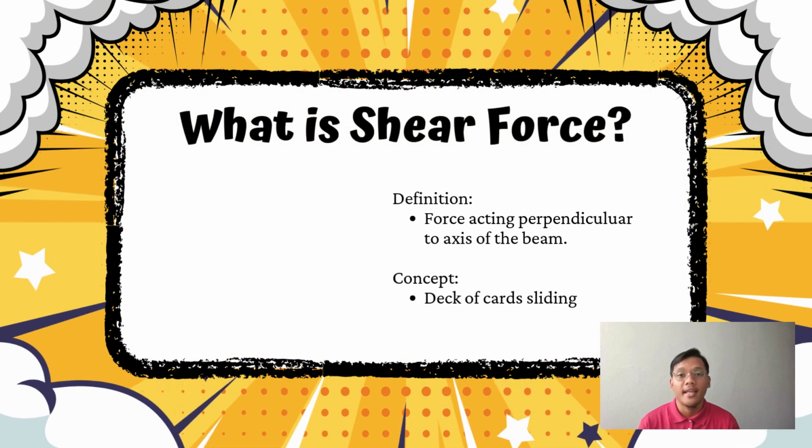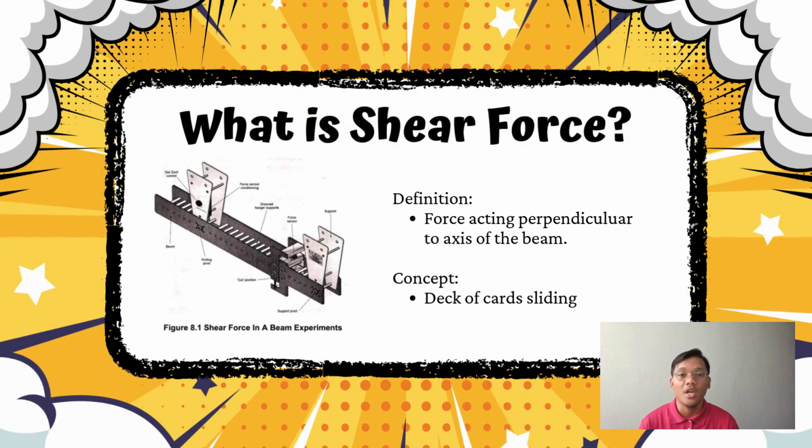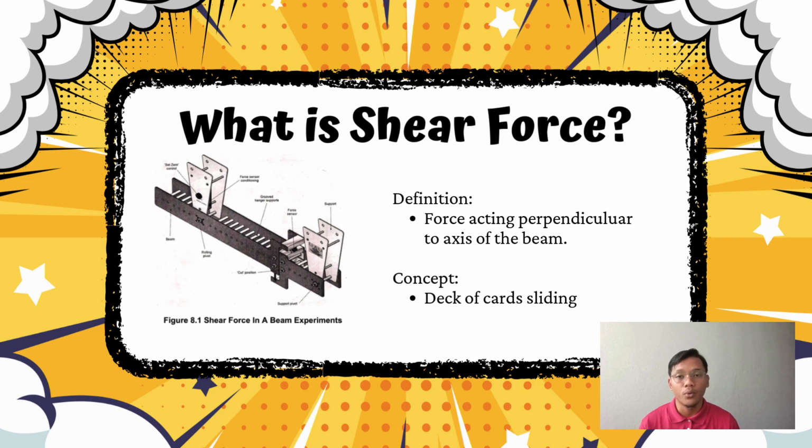Before we look at the data, let's first understand what shear force is. Simply put, it is a force acting parallel to the cross-sectional surface, causing adjacent parts of the body to slide past each other. The most classic example is a deck of cards. When we push the bottom and top in opposite directions, it slides.